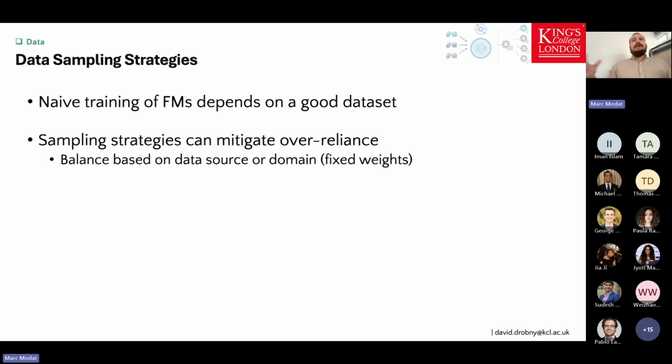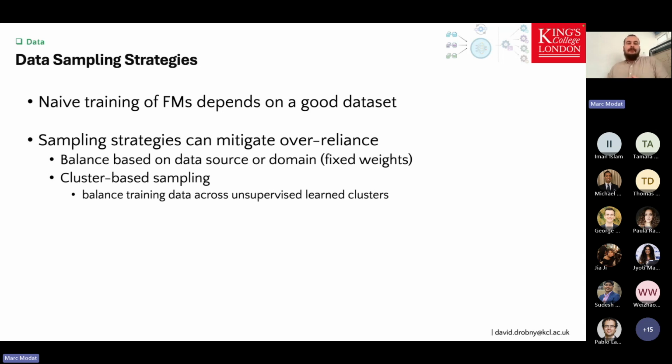For example, if we are combining data sets from different domains or different sources, a very simple way is to use fixed weights for sampling, so we keep them balanced and we don't oversample a data set that is just larger. We can also do cluster-based sampling. If we don't really know how to structure our data or we don't have more information, we can do a clustering, identify different subgroups in our data set, and then sample based on these clusters.